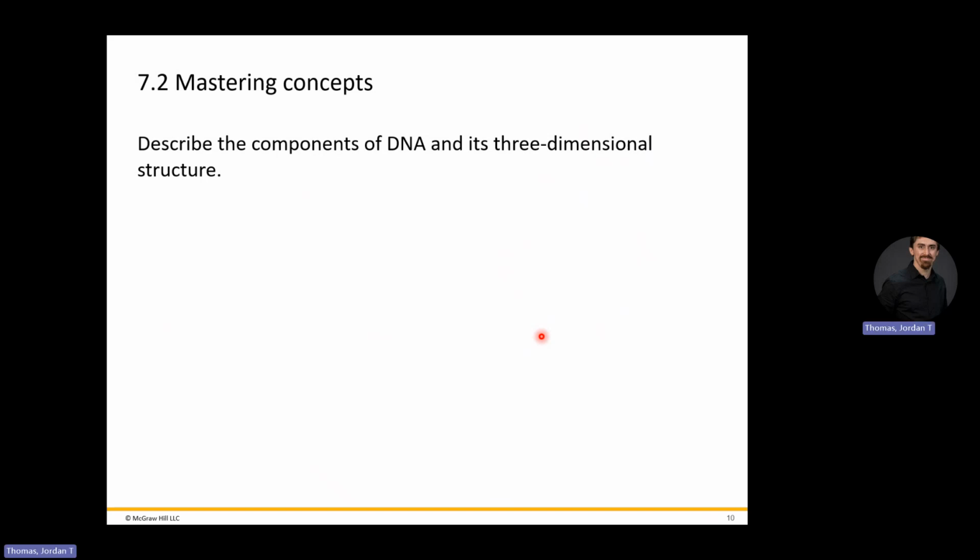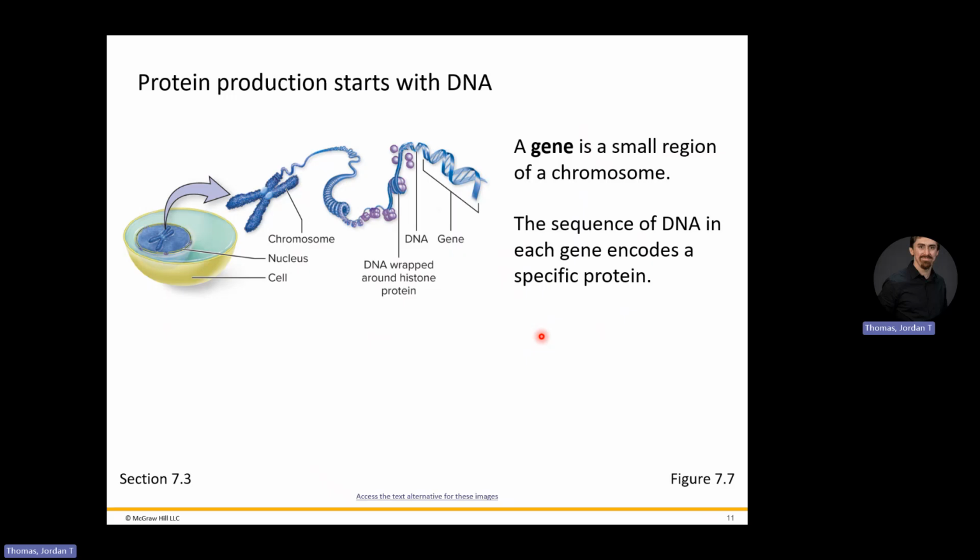Okay, let's continue. Protein production starts with DNA. We talked about DNA, how it's nucleotides put together with the bases being aligned. A gene is a small region of a chromosome. A chromosome is tightly packed DNA. You can see here, we have our DNA. It's wound together through different proteins, even tighter together into what's called a chromosome, which is that typical X shape you see with DNA.